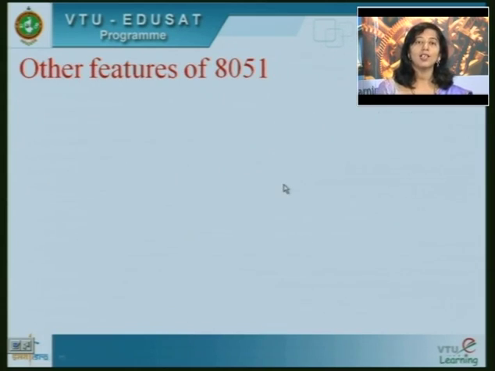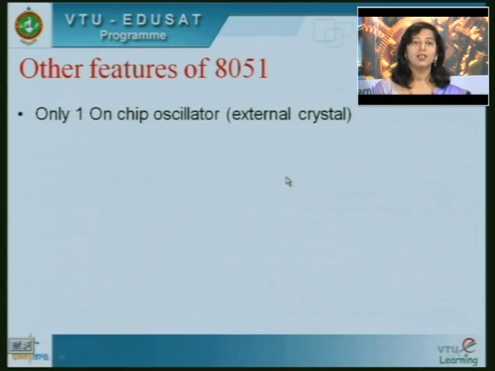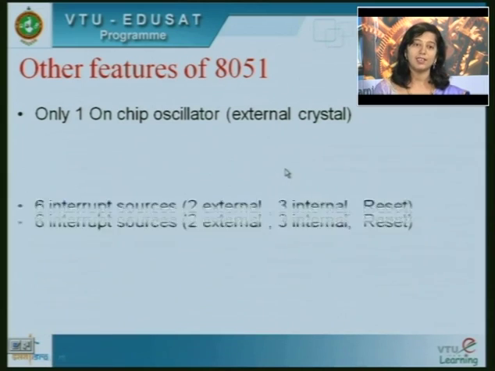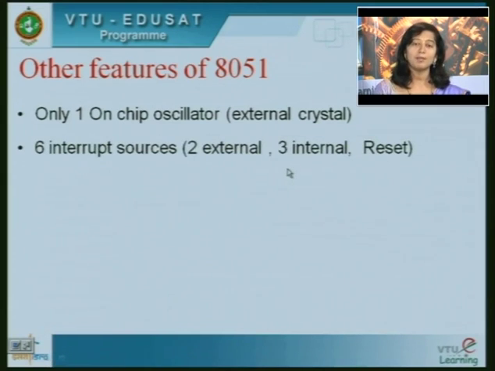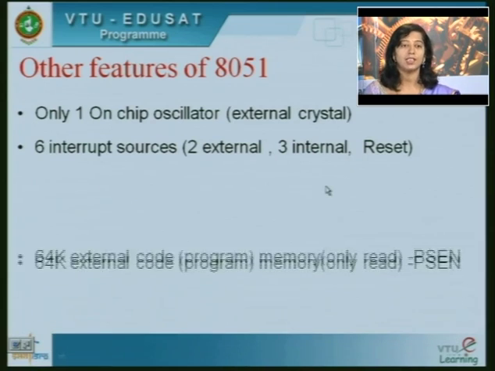Now let's see what are the other features of 8051 which are not implicit in our architecture. It has only one on-chip oscillator or external crystal connected, 6 interrupt sources we say, actually it is 5. To these 5 we are considering the reset signal also as an interrupt signal. So reset, if you give a high on reset, everything will start from 0, or the memory starts from 0.